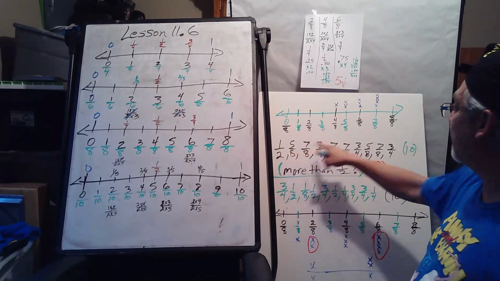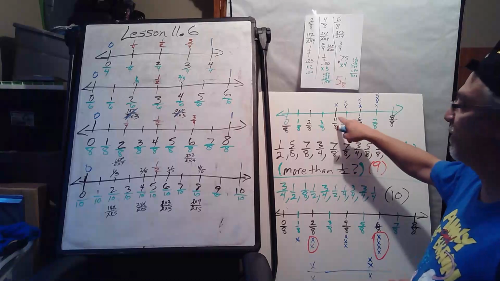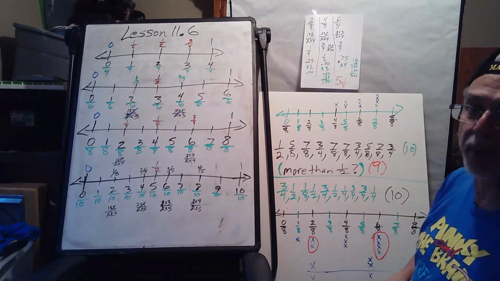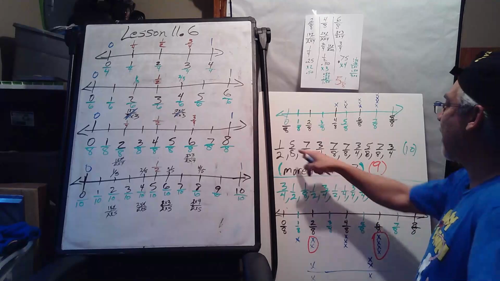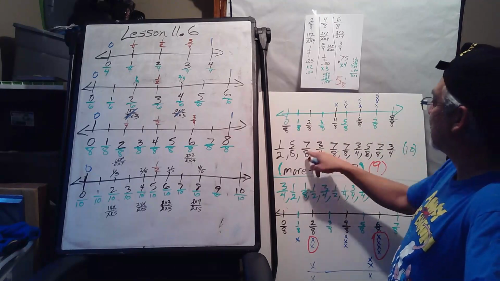That's a half. But Mr. Nethercutt, I don't see a half. Isn't 4 half of 8? Yeah, put an X on it. All right, 5 over 8. That's a no-brainer. There you go. 7 over 8. There it is.